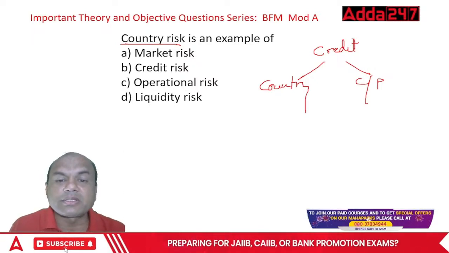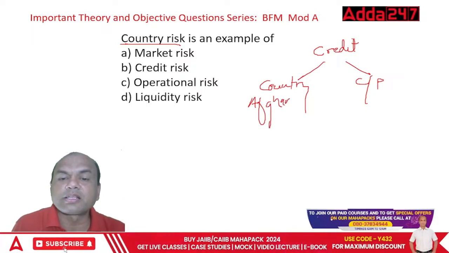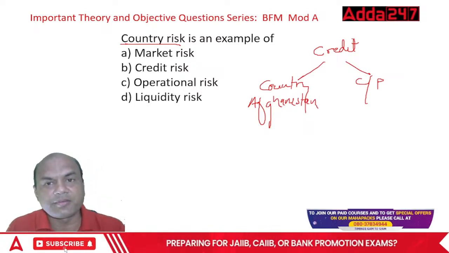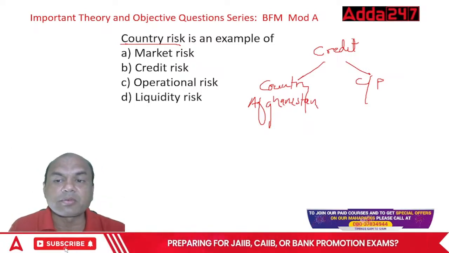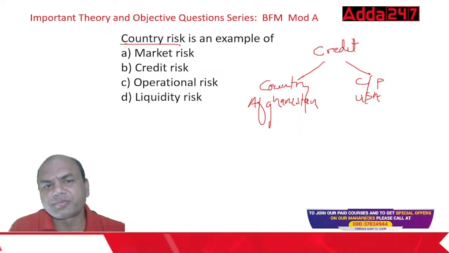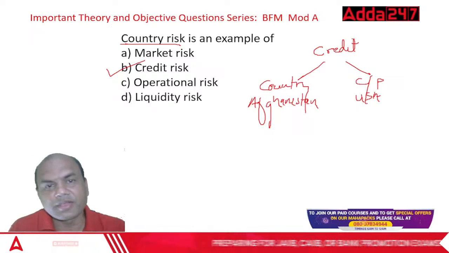Let me give you examples. Afghanistan, the country is in a problem. Pakistan, the country is in a problem. Sri Lanka, the country is in a problem. Counterparty: USA, the country is good, but your party is bad, not paying you. So country risk is part of credit risk. Got it?